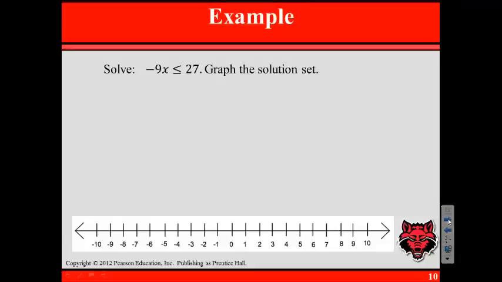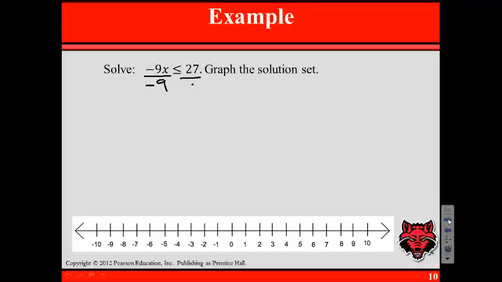Here's another example. Negative 9x is less than or equal to 27. And then after finding the inequality notation, we would graph the solution set. So here, we look at both sides of the inequality, and there's no simplification that can be done. All of the x's are on one side of the equation. All of the numbers are on the other side of the equation. So we only need to divide by the coefficient.